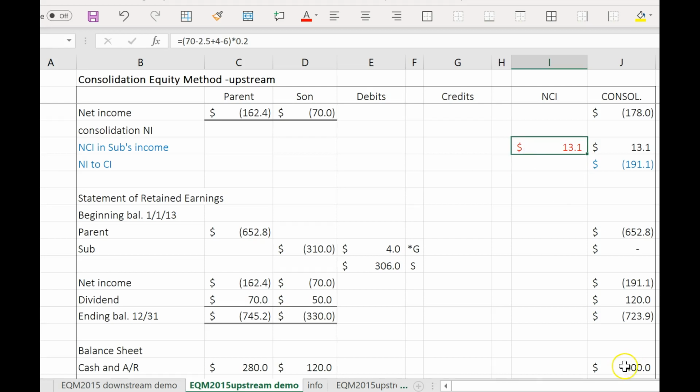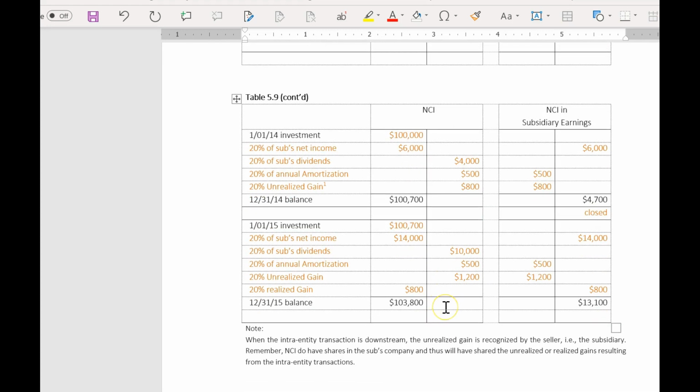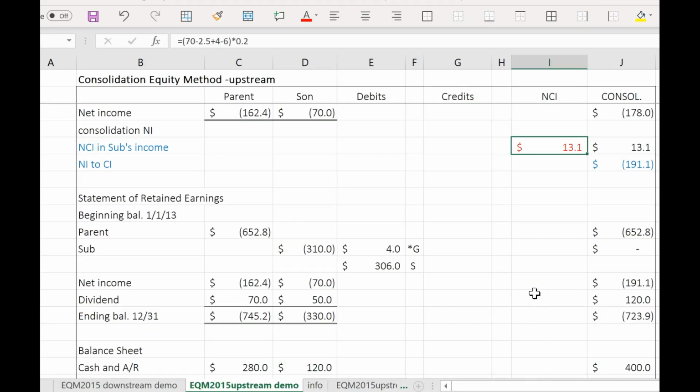Okay, 13.1. Or if you look at your lecture notes, you will see that it is exactly 13.1 thousand in my NCI in net income's T account. Okay, so that is NCI in net income.